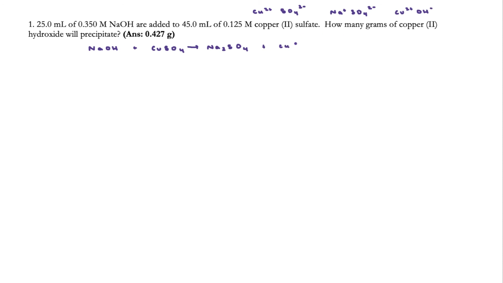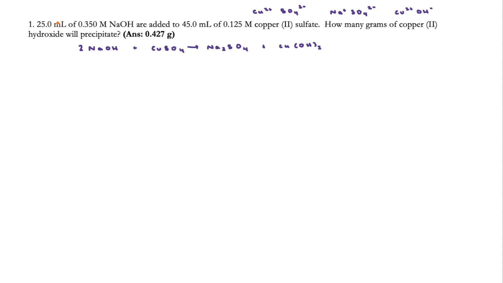Then the last thing that I need to do is I need to balance. All right, so I've got 2 hydroxides here. I'm going to put a 2 in front of sodium. That gives me 2 sodiums. 2 sodiums, 1 sulfate, 1 sulfate, 1 copper, and I am balanced. Now comes the hard part.